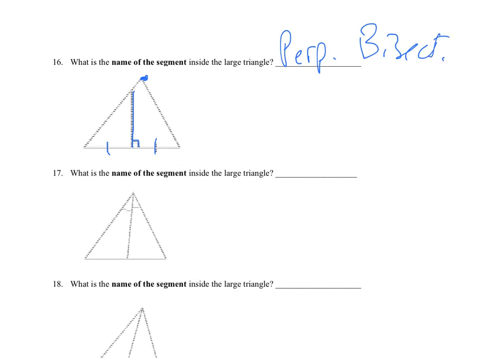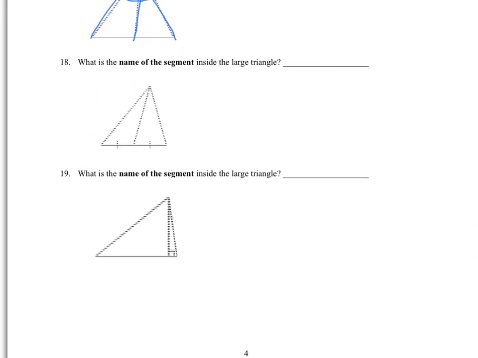Look at the next one. It's coming from the vertex, and it's not doing anything as far as congruent or perpendicular, but it's making these two angles congruent, which means it's an angle bisector. Okay, number 18. This segment is splitting this opposite segment into two congruent segments. That's a median. And then the last one, we have the segment perpendicular to the opposite segment coming from the vertex. That's an altitude.